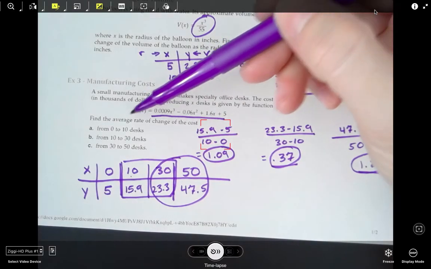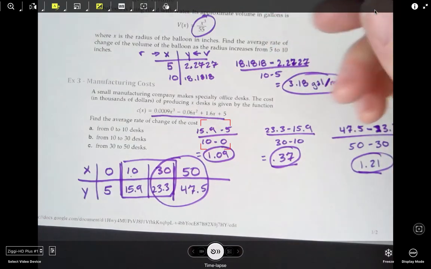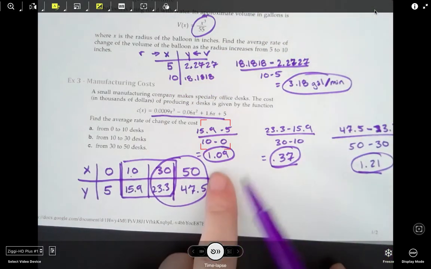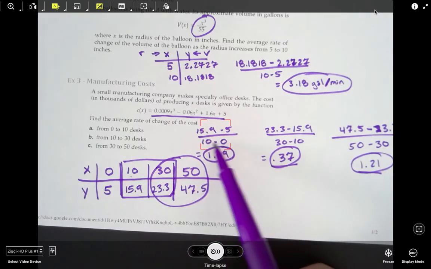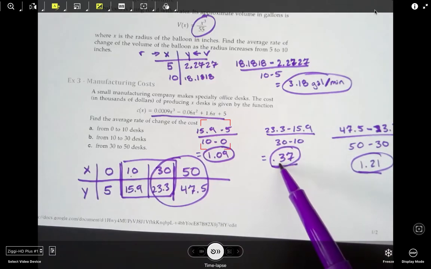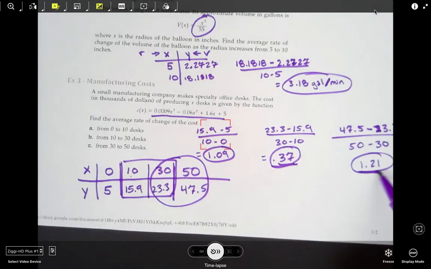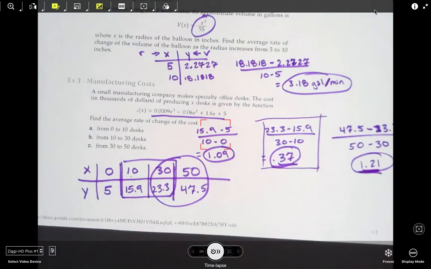So the average rate of change of the cost. The average cost of a desk is 1.09, basically in the interval from 0 to 10. In the interval from 10 to 30 desks, they're costing an average of 37 cents. And then from 30 to 50 desks, it's 1.21. So if I'm going to do this, I probably am going to want to buy some amount from 10 to 30 desks because those are, on average, cheaper.